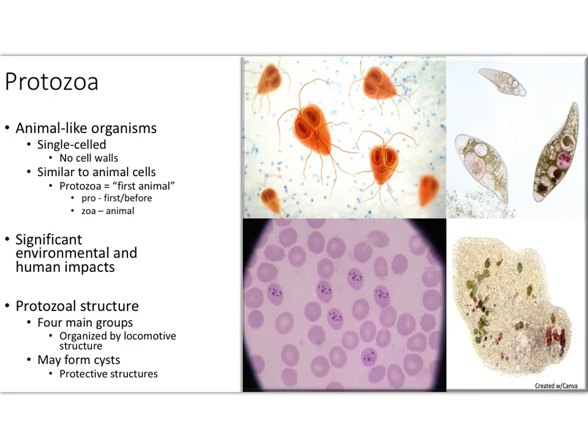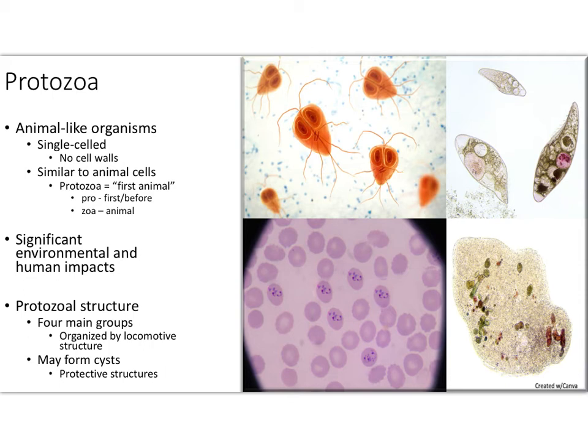Our third type of eukaryotic microbes are the protozoa. Protozoa are animal-like organisms. They are always single-celled. They don't have cell walls, and their internal structure is very similar to what we would find in animal cells. In fact, their name, protozoa, actually breaks down to meaning first or before animal. So they are not technically animals, keep that in mind. They are just very similar to animals. They are kind of like the precursor to animals, or what came before animals.